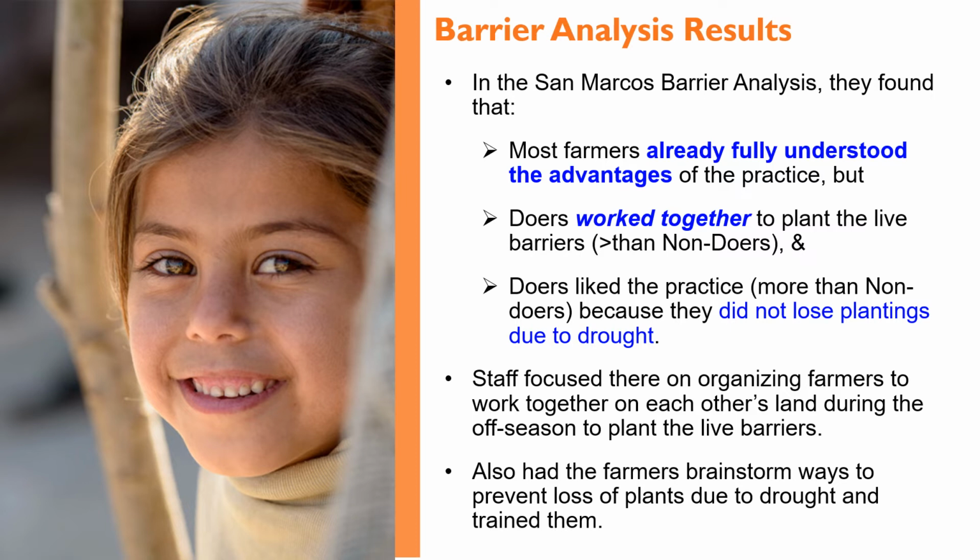Given the findings, staff focused there on organizing farmers to work together on each other's land during the off-season to plant the live barriers, and also have farmers brainstorm ways to prevent loss of plants due to drought, then train them how to diminish that potential negative consequence of the behavior. So what difference did they see by doing this study and responding to the results versus the comparison area?